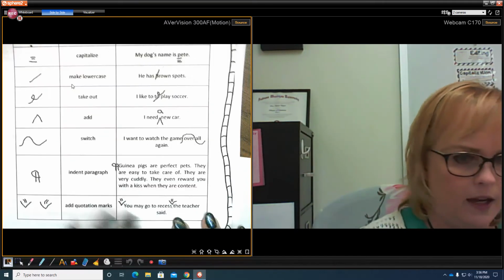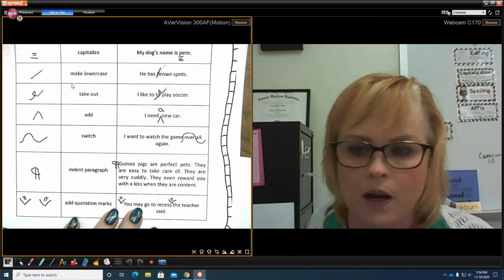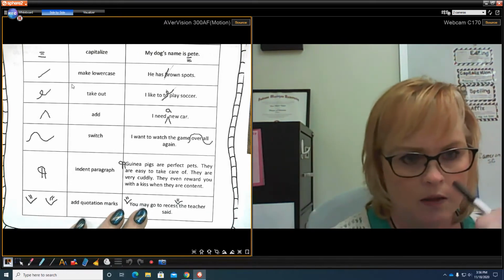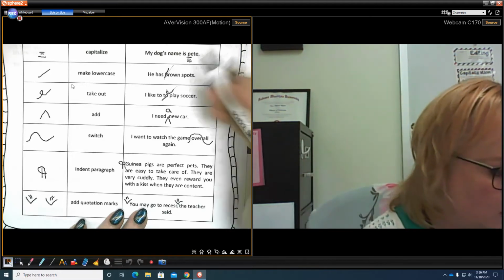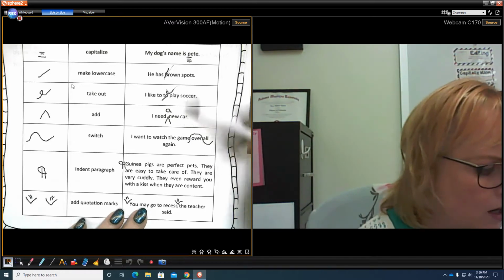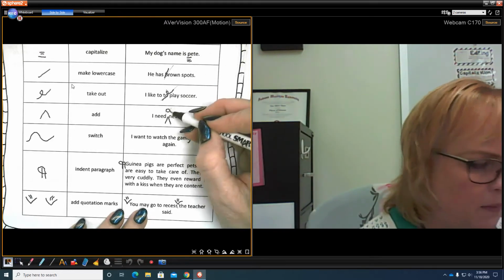If you want to add something, because a lot of times when we write, our brain moves so much faster than our hands do, or sometimes we have it in our head and we think we write it down, but we don't. So maybe you wrote, I need new car instead of I need a new car. You can just put the caret there and then write A above it.